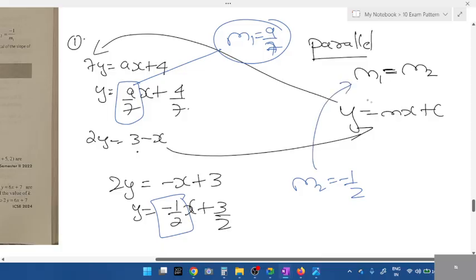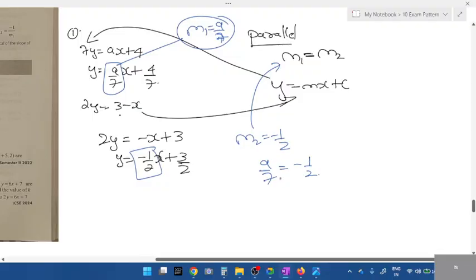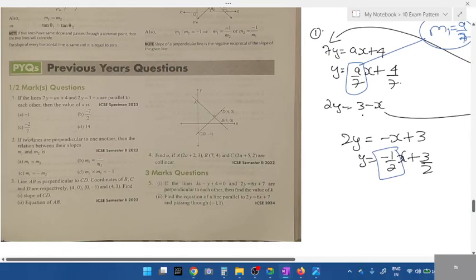Substitute both in the equation here. According to this equation, m1 is equal to m2. a by 7 is equal to minus 1 by 2. For 1 mark, actually this is a complicated question. What is the a value? 7 will go that side. Minus 7 by 2, option B. Minus 7 by 2.